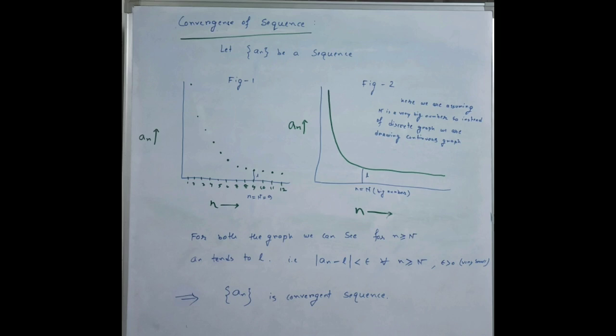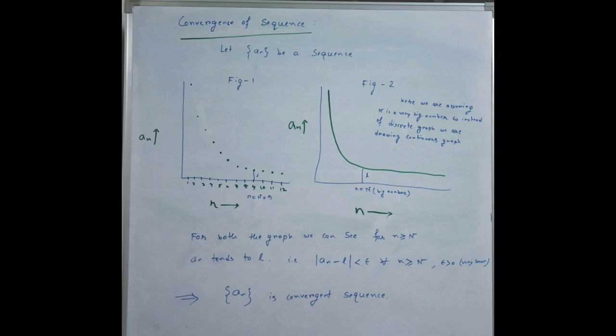Since n belongs to natural numbers, our graph can't be a continuous graph. So now you can see that I have created two graphs, figure 1 and figure 2. In figure 1 the graph is discrete, and in figure 2 the graph is continuous. For figure 1 you can see my capital N is equal to 9. So this is a very small number. So drawing the discrete graph will be suitable for the convergence.